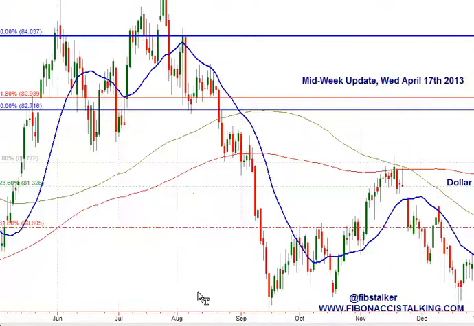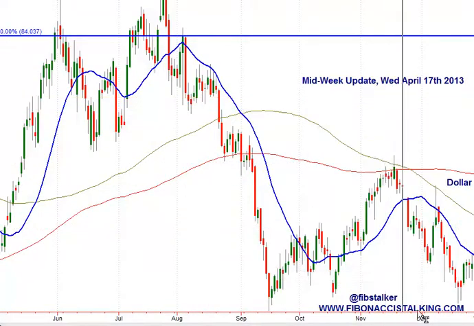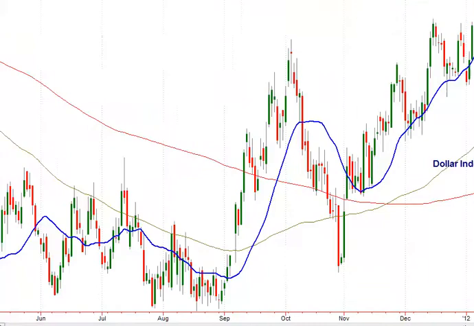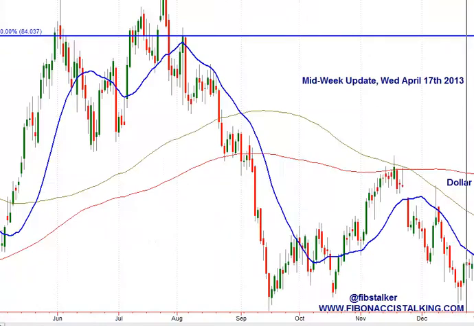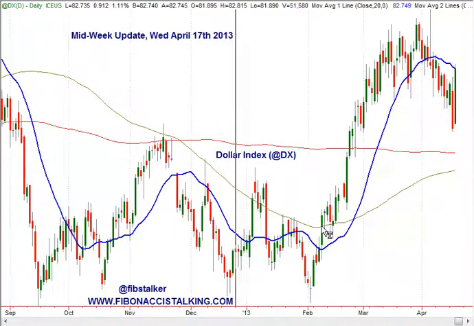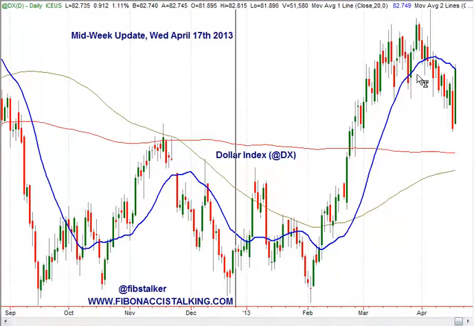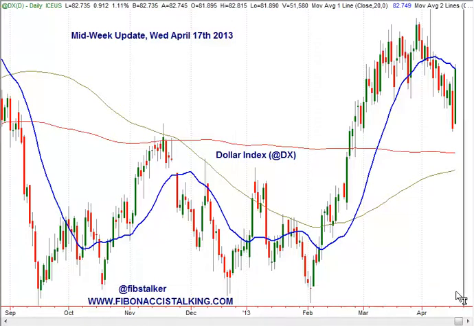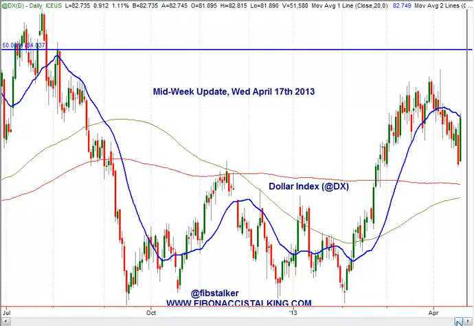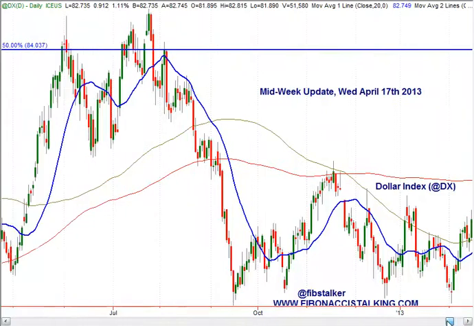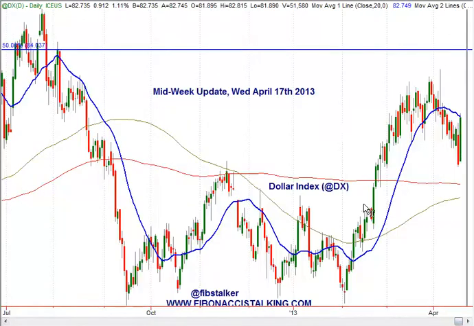Moving to the dollar index, the dollar index has been moving higher since the beginning of February, when the move higher in the euro started, and as we know, this index moves opposite the euro, and we had this move lower since the beginning of April.